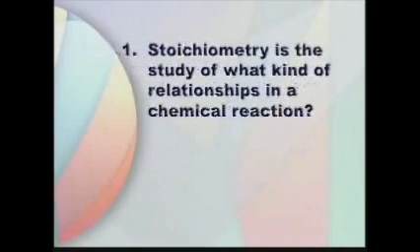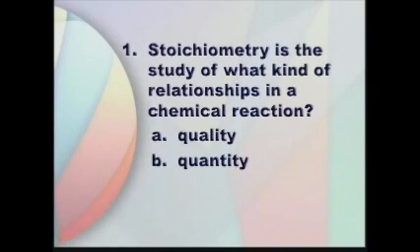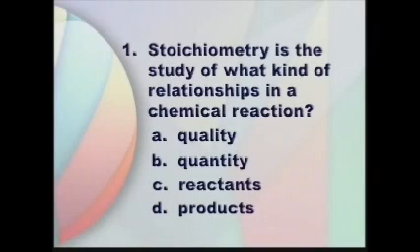And now for number 1. Stoichiometry is the study of what kind of relationship in a chemical reaction. A. Quality, B. Quantity, C. Reactants, D. Products.